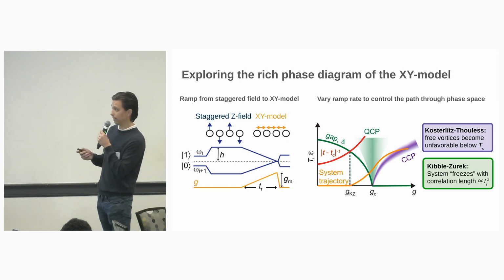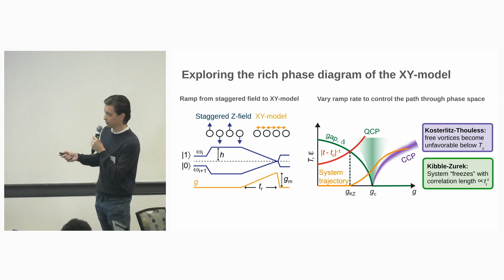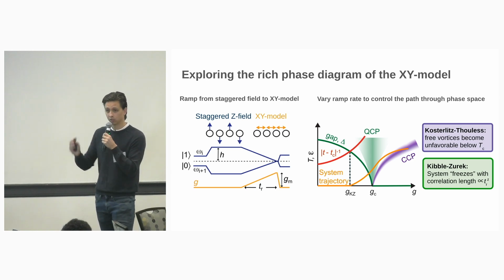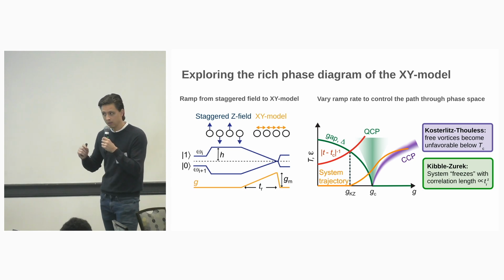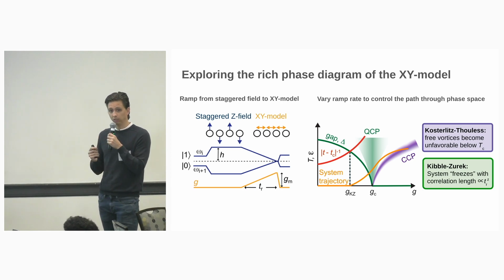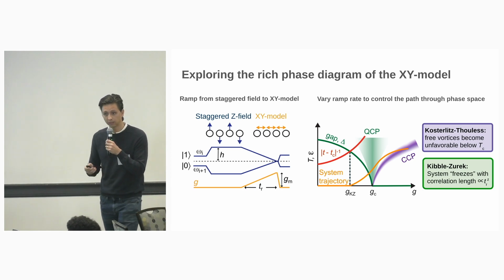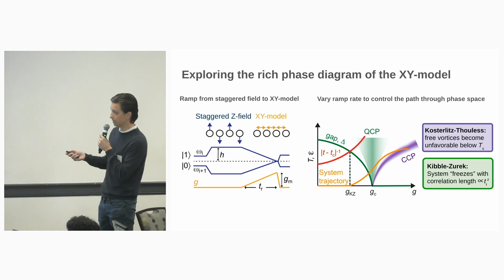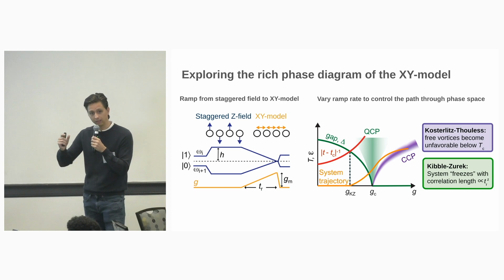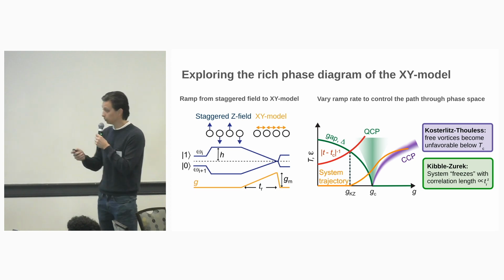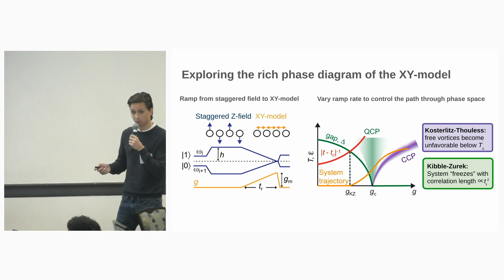The way we're going to do that is we will first start with a very simple staggered Z-field Hamiltonian, just alternating fields up and down. We'll prepare the ground state of that Hamiltonian, which is just a simple antiferromagnet. And then we will ramp from that simple Hamiltonian to an XY model.